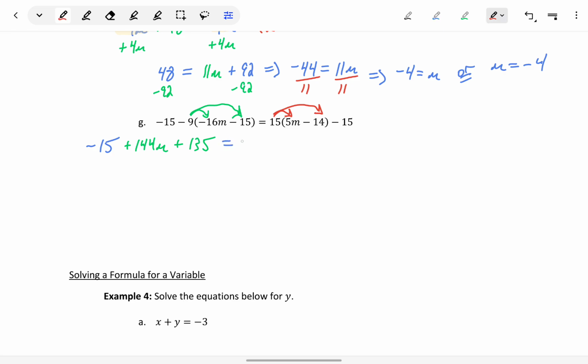equal to 75m once we start distributing, minus 210 minus 15. Again, next we'll look at combining any like terms. So on the left-hand side, we'll have 144m plus 120, set equal to 75m minus 225.